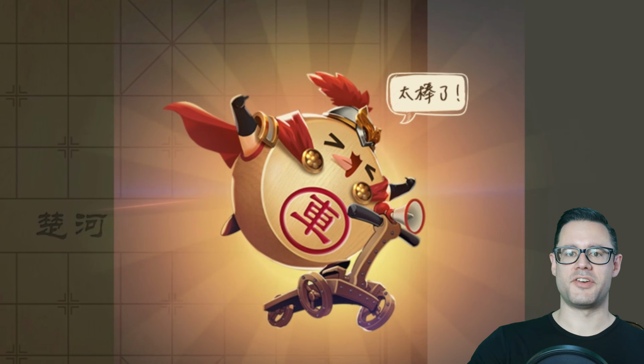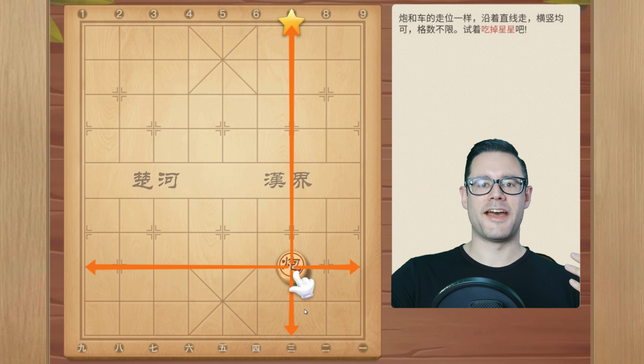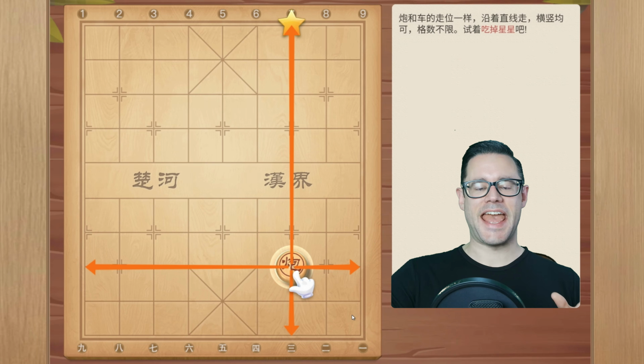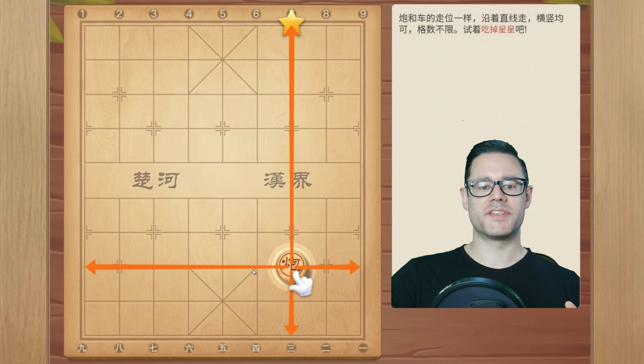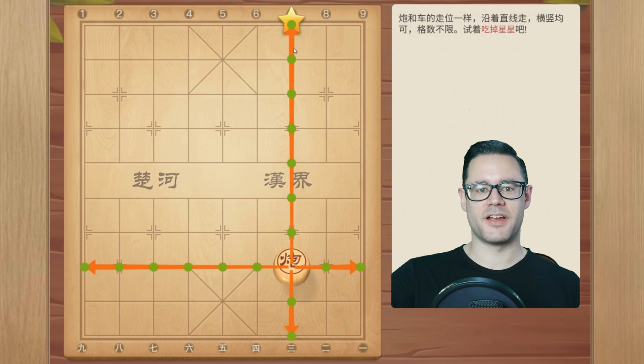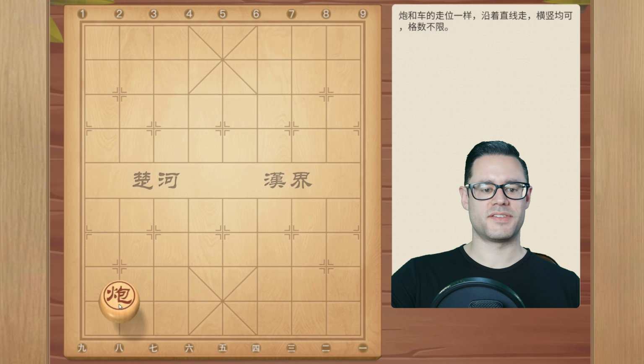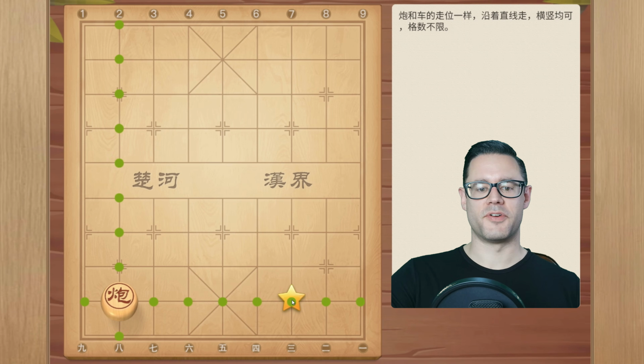And that's how the chariot moves. All right, and now for one of the most special pieces in Xiangqi. This is a piece that is very unique to this game. It is the cannon. And the cannon moves exactly like a rook. So its moves are not particularly interesting. It moves, again, along the perpendicular lines as far as it wants, exactly like a rook.